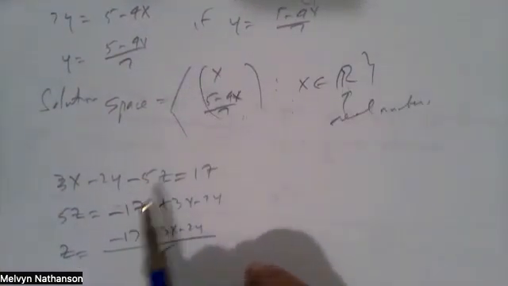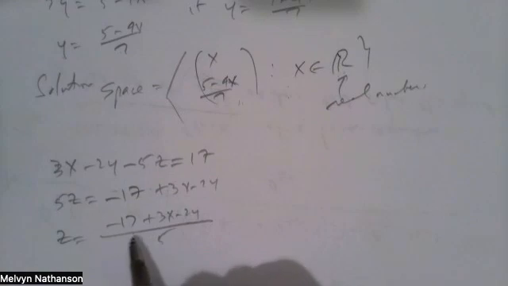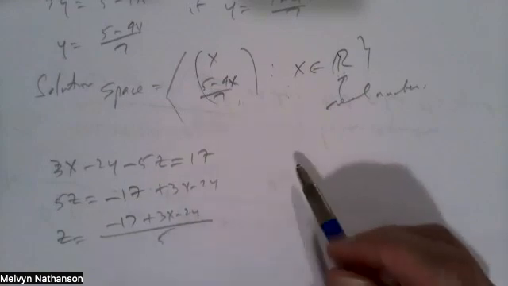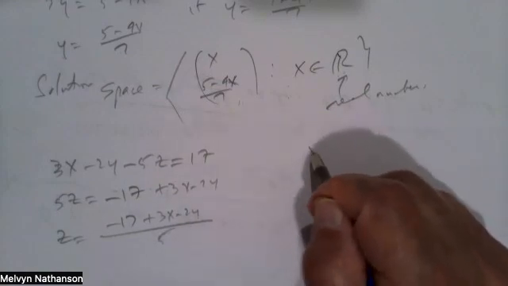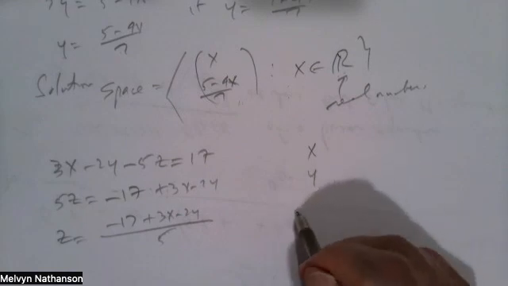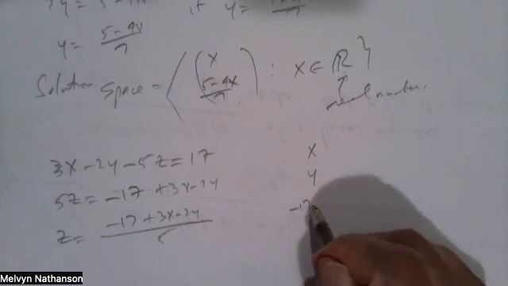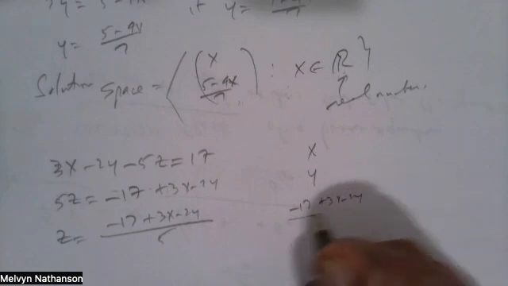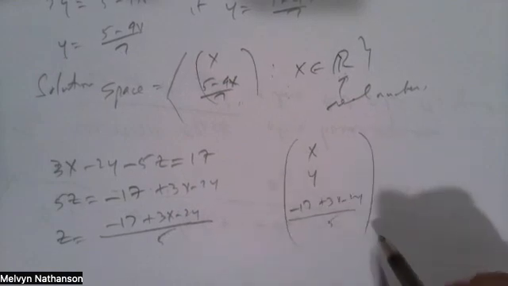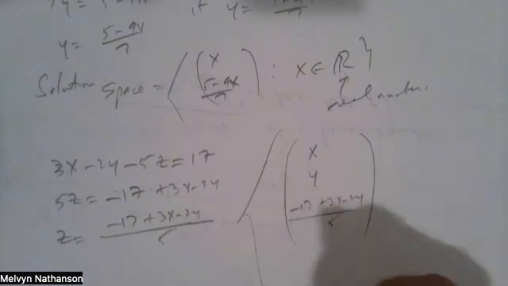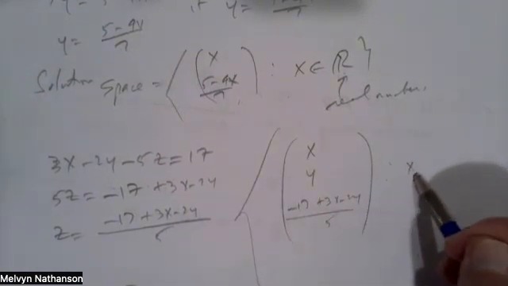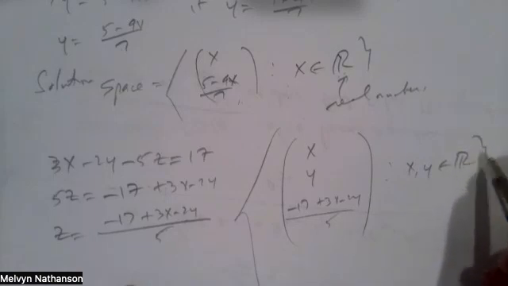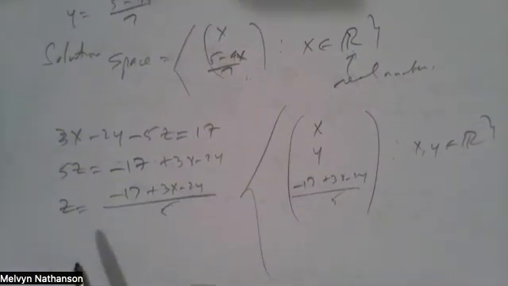So a vector x, y, z is a solution if and only if z is equal to this function of x and y. So I take the vector x, y, and the third coordinate is minus 17 plus 3x minus 2y over 5. That's a three-dimensional vector. And I look at the set of all such vectors where x and y run through the set of all real numbers.